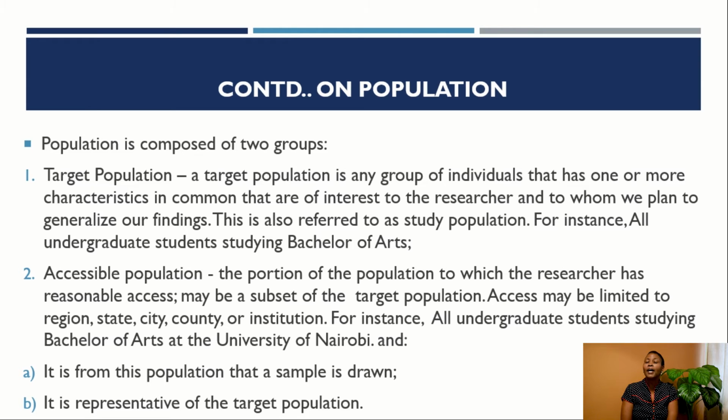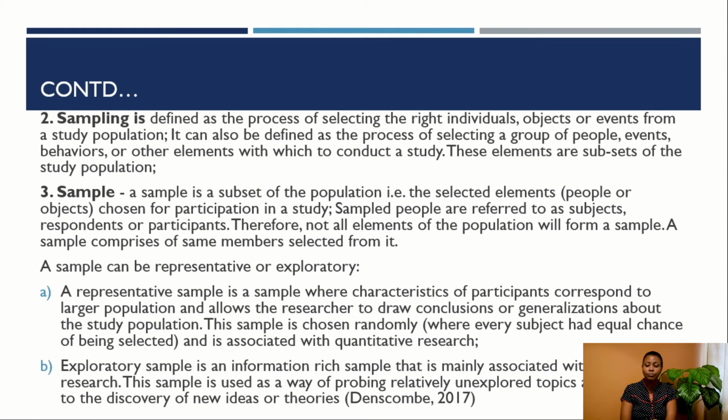That means that we will leave out all Bachelor of Arts students who are in other universities. It is from the accessible population that a sample is drawn. And two, accessible population is representative of the target population. Those 2 points are key to remember, that we draw a sample from accessible population and we also ensure that accessible population is representative of the target population.